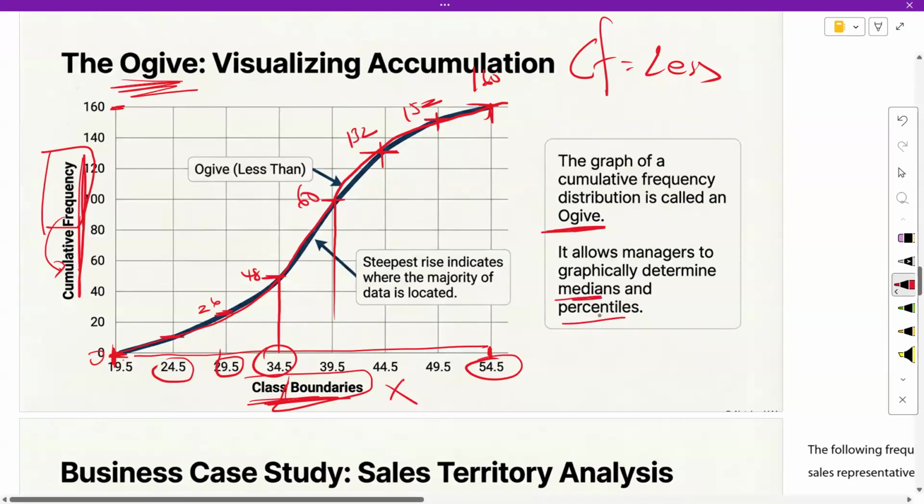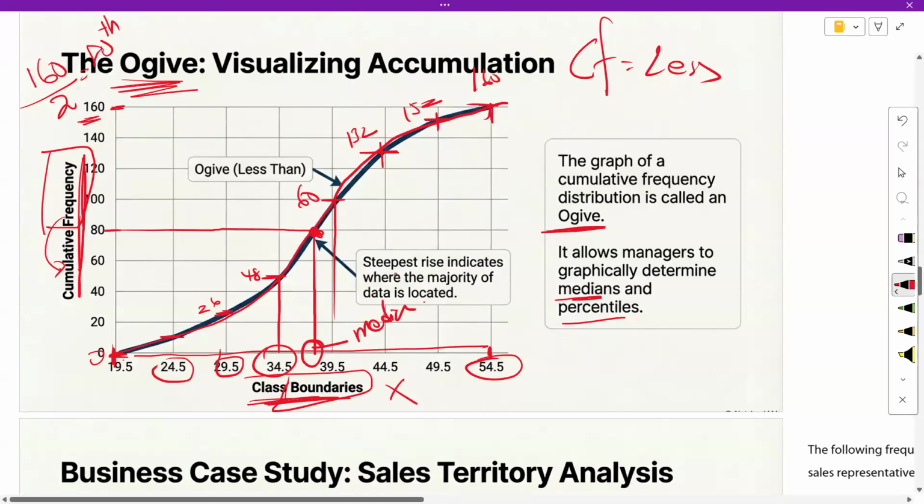How can we decide the median? We know the median means the middle value. Here n is 160, and the total number of observations divided by 2 gives the middle value, the 80th item. So here 80, and then we connect this line. It touches at this point, and we take it down. This point is called the median.